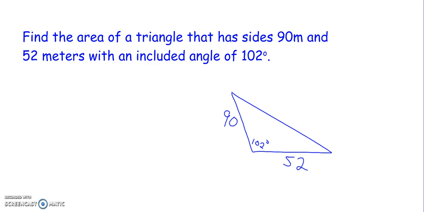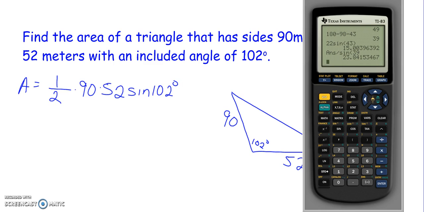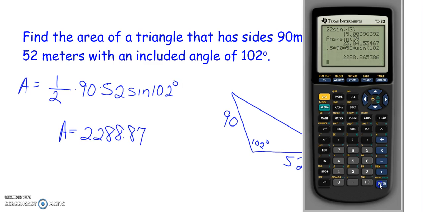So when you have this information, the area is equal to 1/2 the two sides times the sine of the included angle. That's all done on a calculator. I could do 0.5 times 90 times 52 times the sine of 102, and the area of this triangle would be 2,288.87. So definitely leave some space in your notes.